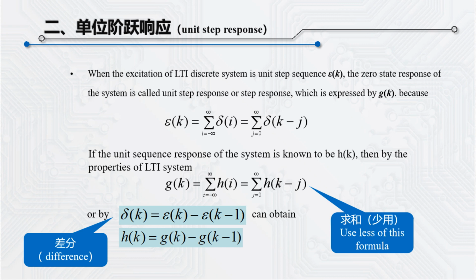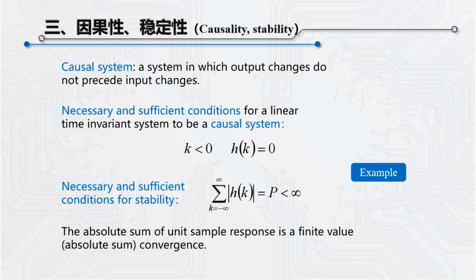I want your attention. The third area we are going to look at is causality and stability of the system. What is a causal system? A system where the change in output is not ahead of the change in input. For an LTI system, a necessary and sufficient condition for a causal system is that when k is less than 0, the unit sequence response h of k is 0. The necessary and sufficient condition for stability is that the unit sequence response is absolutely summable. This is an important way to judge the causality and stability of the system. It also means the unit sequence response h of k plays an important role in system analysis.